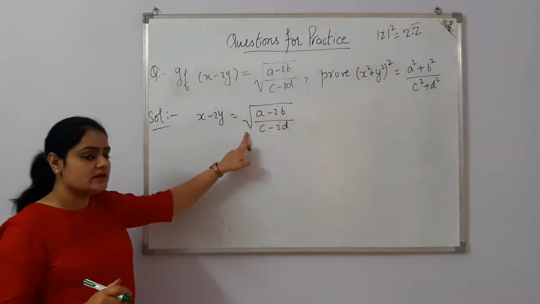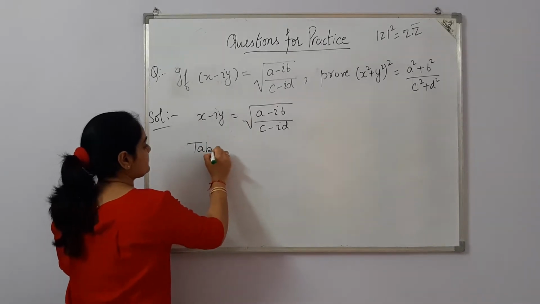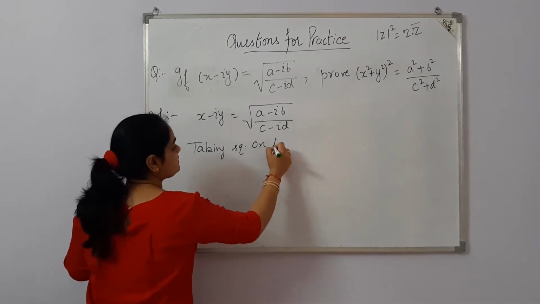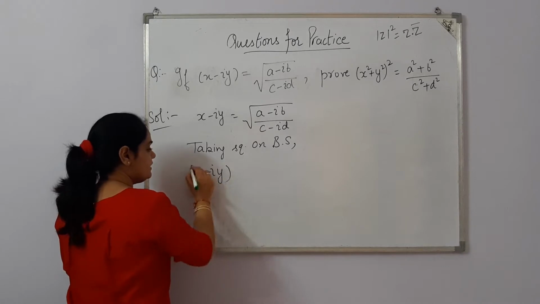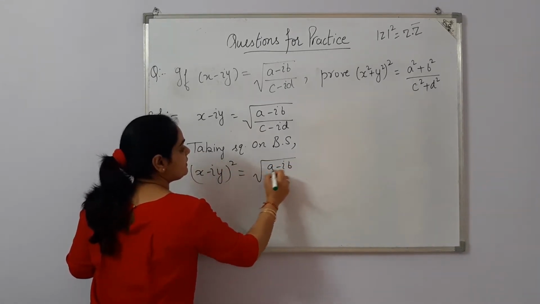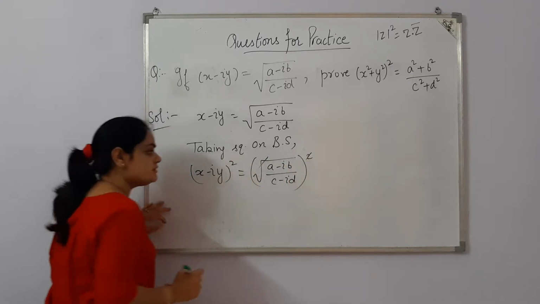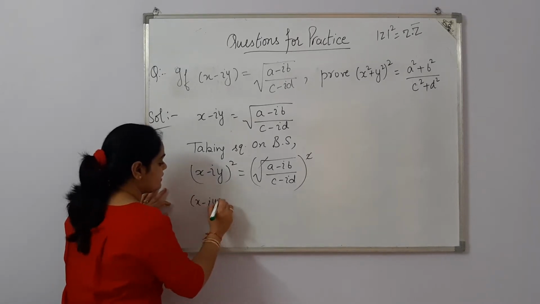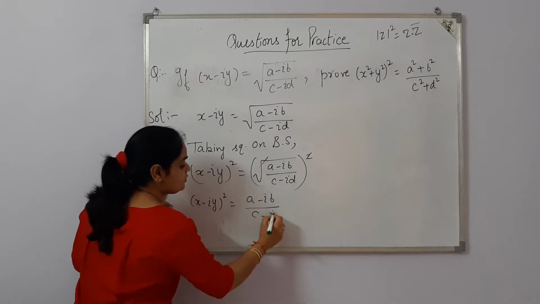So under root is there, so we need to take square. Taking square on both sides. So x minus iota y whole square is under root of a minus iota b upon c minus iota d whole square. Square will cut out with under root. So we get x minus iota y whole square is a minus iota b upon c minus iota d.